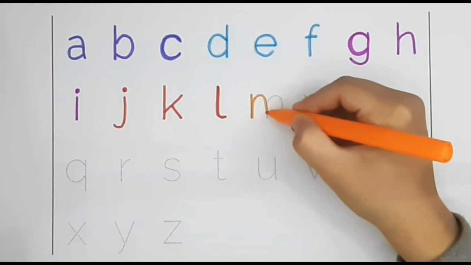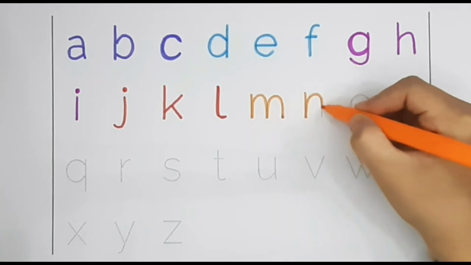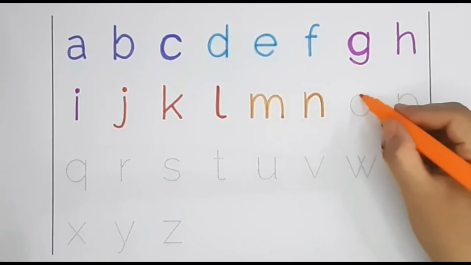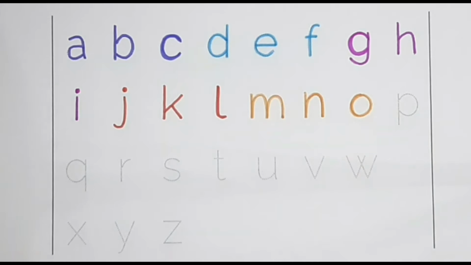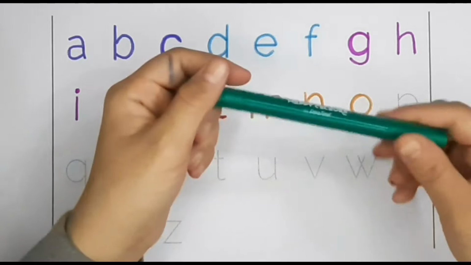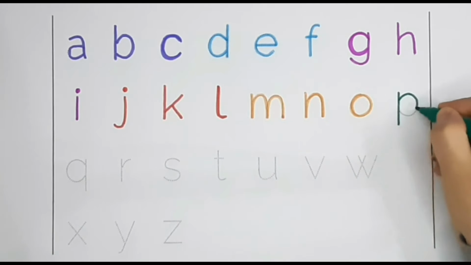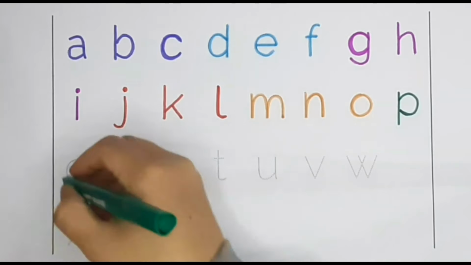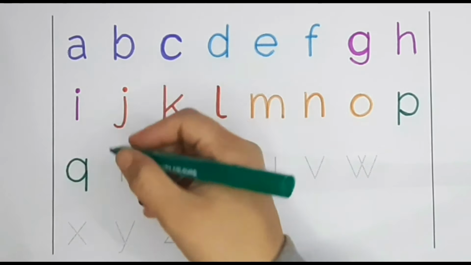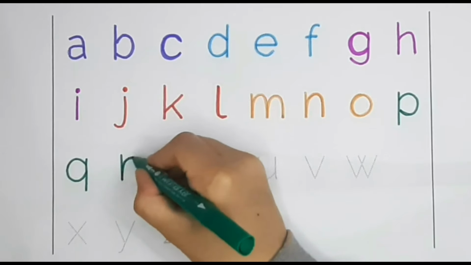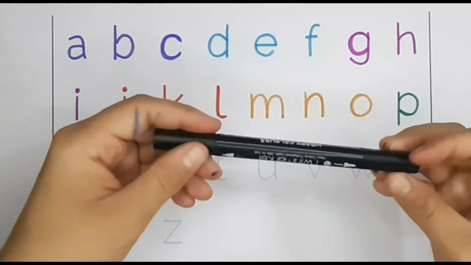M is for monkey. N is for narwhal. O is for onion. Green. P is for parrots. Q is for queen. R is for rabbit. Black.